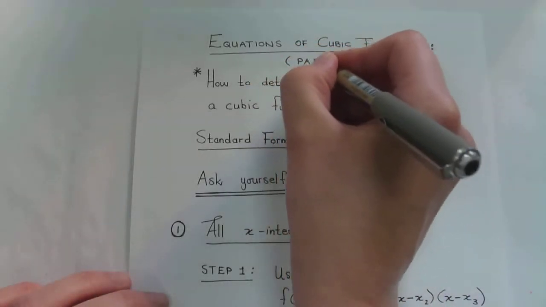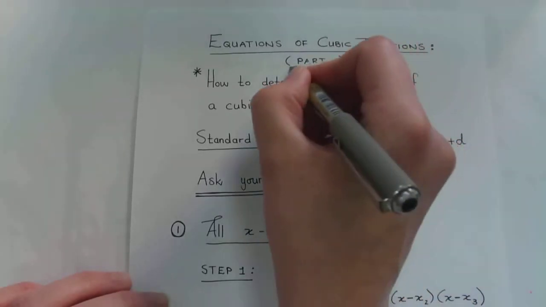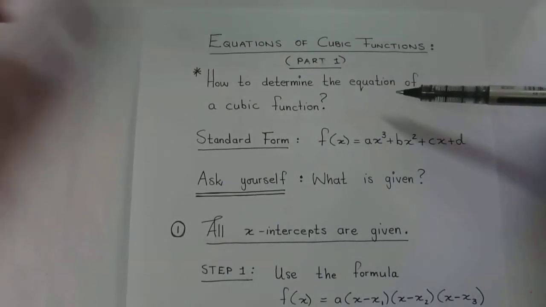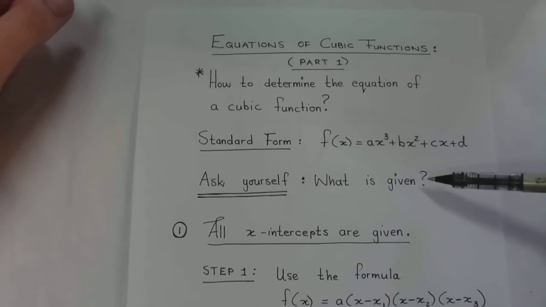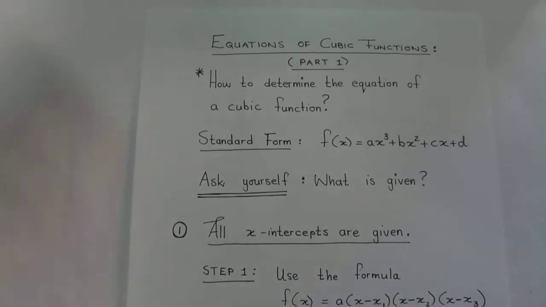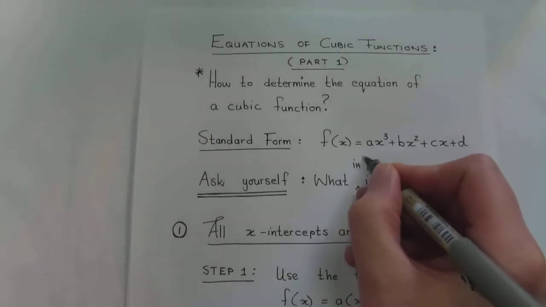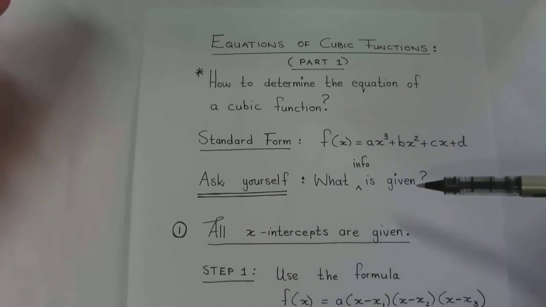Now these equations of cubic functions, I'm actually going to call this part 1. And the reason I'm going to call this part 1 is because there's two very different ways that you can find the equation of that cubic function. And it all has to do with what they give you. So very important, before we try and find the equation of a cubic function, we have to ask, what information have they given you? So let's put that in. What information is given, and specifically that information will be given on the graph.